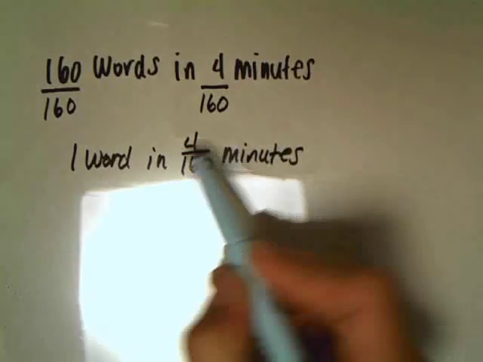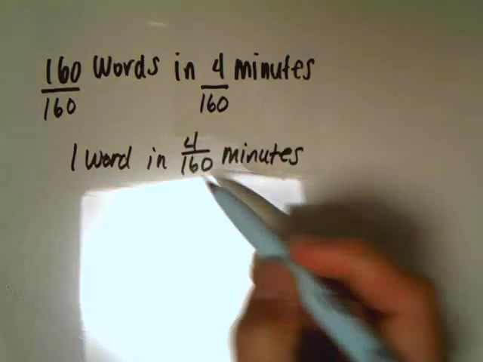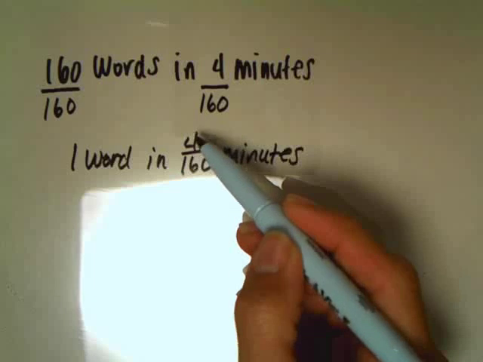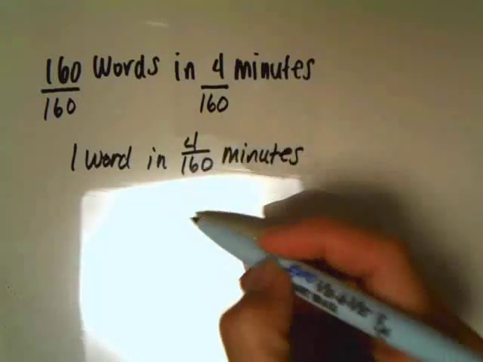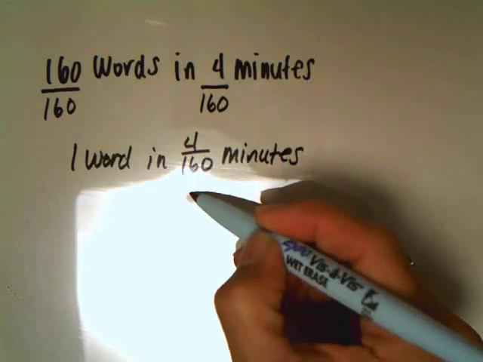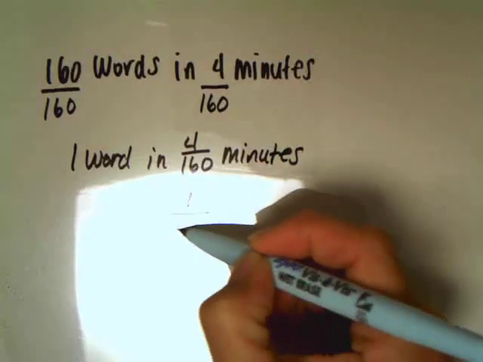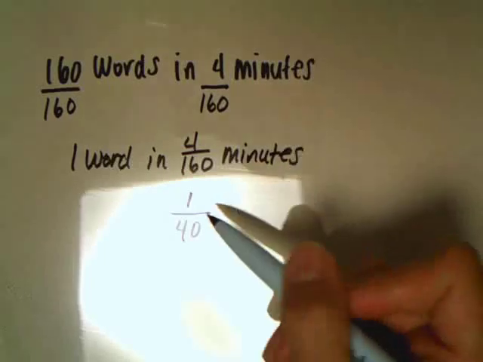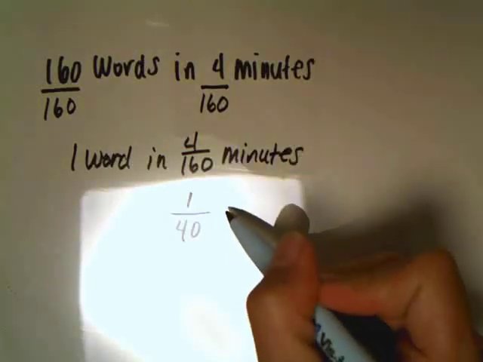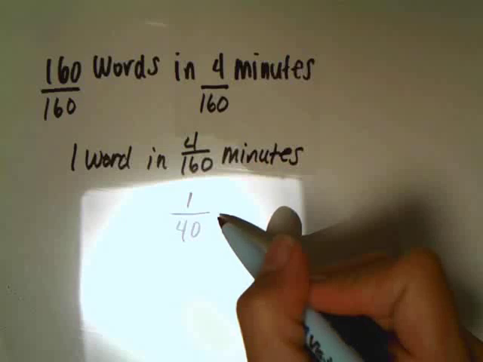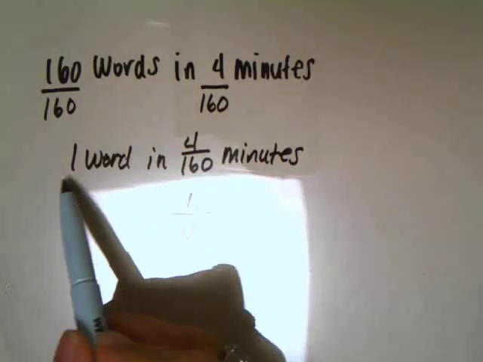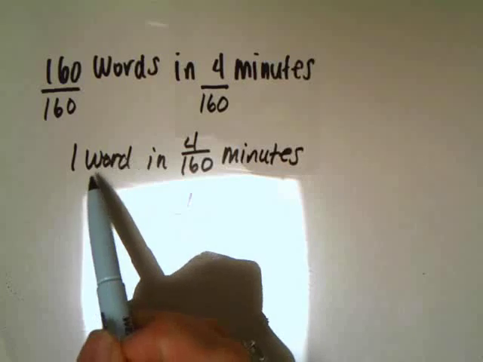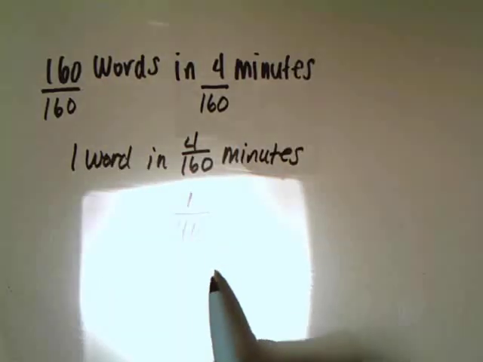I'm going to leave that as a fraction, but what I'm going to do is reduce it. I can divide this by 4. If I divide that by 4 and reduce it, I'm going to get a 1 on top and a 40 on the bottom. So it's going to take me a fraction of a minute, 1/40th of a minute, to type 1 word. Now all I have to do is substitute any number of words, and I'll be able to figure out how long it's going to take me in minutes.